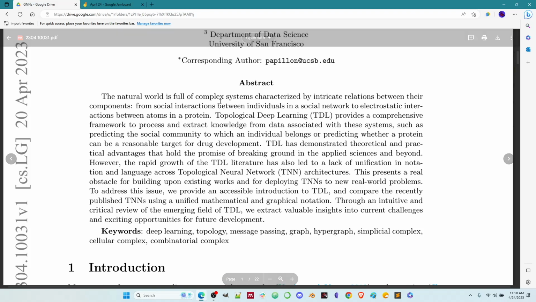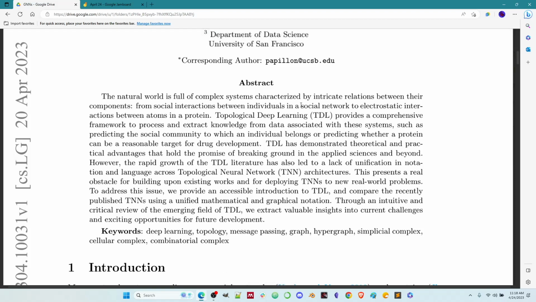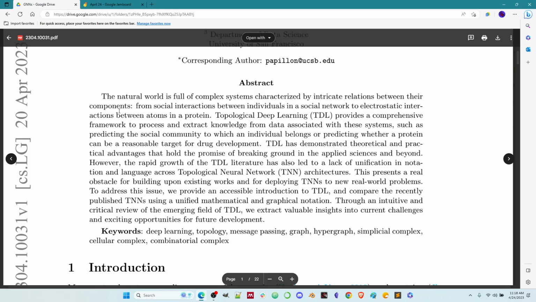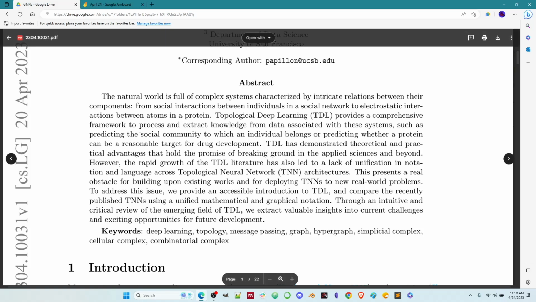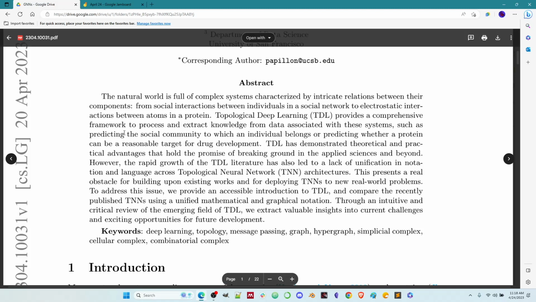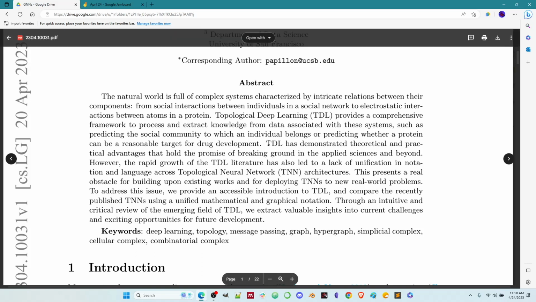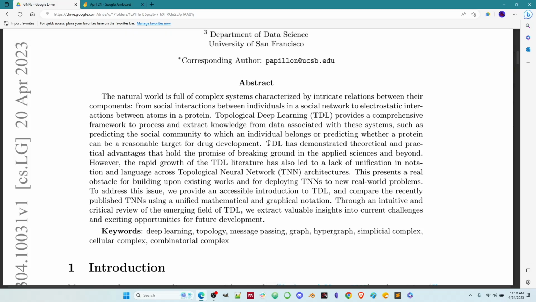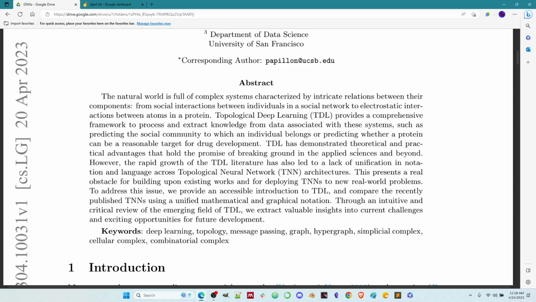The natural world is full of complex systems characterized by intricate relations between their components, from social interactions between individuals in a social network to electrostatic interactions between atoms in a protein. Topological deep learning, or TDL, provides a comprehensive framework to process and extract knowledge from data associated with these systems, such as predicting the social community to which an individual belongs in social networks, or predicting whether a protein can be a reasonable target for drug development, such as in some of the drug discovery networks. TDL has demonstrated theoretical and practical advantages that hold the promise for breaking ground in the applied sciences.